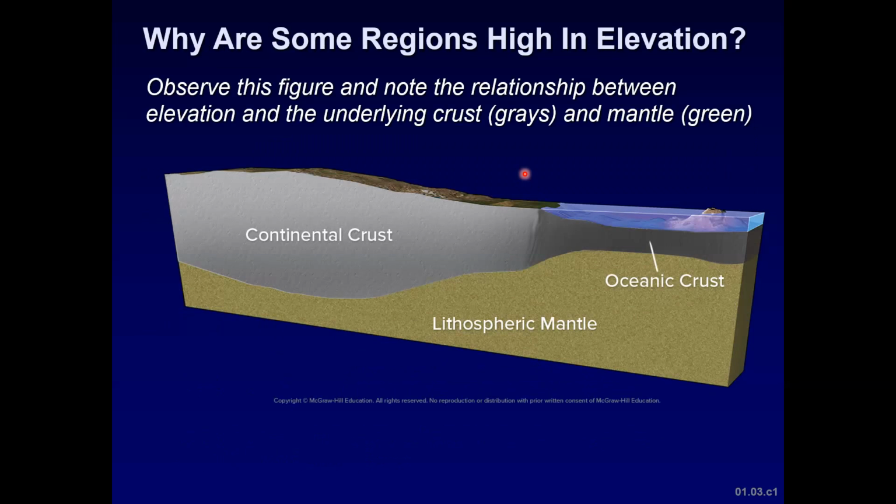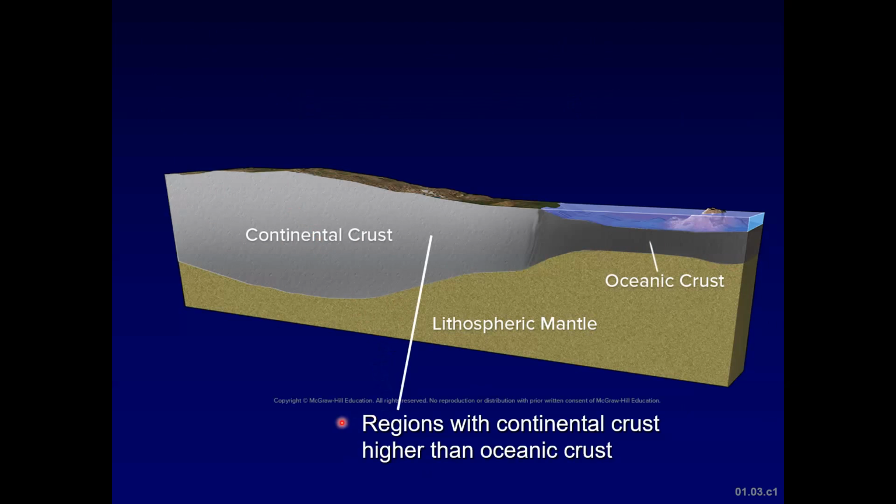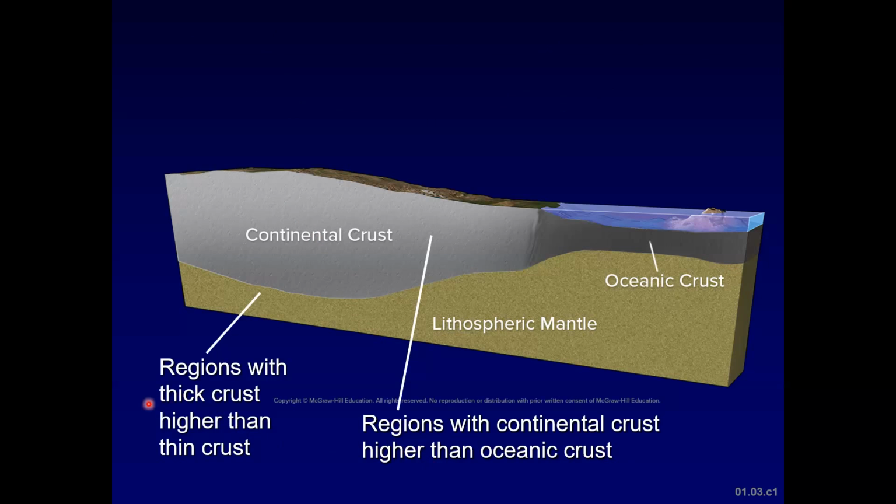Now, why are some regions higher than others in elevation? This shows our continental crust and our oceanic crust. Continental crust is much thicker than the oceanic crust, and the continental crust is higher in elevation. So regions with continental crust are going to be higher than oceanic crust, and regions with thick crust are higher than those with thin crust. The thickness of the crust determines the elevation of a region.